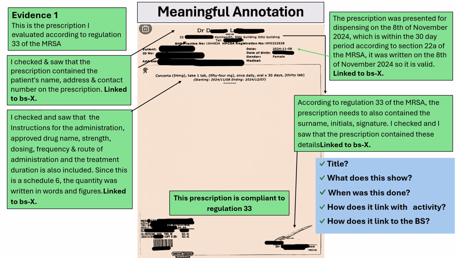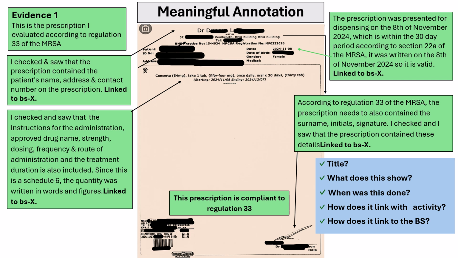I checked and saw that the prescription contained the patient's name, the address, the contact numbers on the prescription, and then this is linked to a specific behavioral statement. Okay. I checked and saw that the instructions for the administration, the approved drug name, the strength, dosing, frequency, route of administration, and the treatment duration is also included. Since this is a Schedule 6, the quantity was written in words and figures. So this is linked to behavioral statement X.